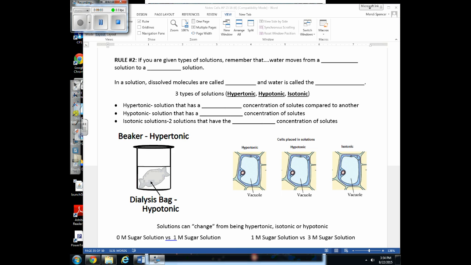Sometimes you're not given water percents, and you can see that in the diagrams down here. There are no water molecules pictured, and it doesn't give you any indication of water concentration or solute concentration. In these diagrams, they're giving you different types of solutions. So you're going to have to memorize and apply rule number 2. You need to remember that water moves from a hypotonic solution to a hypertonic solution.